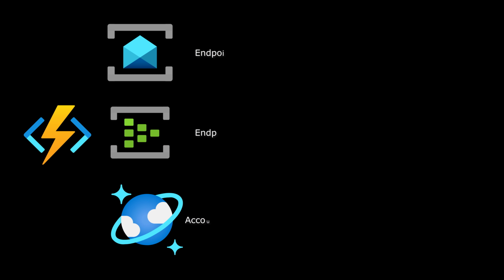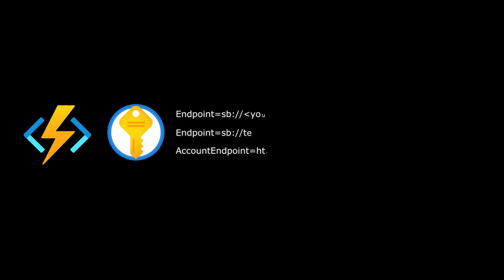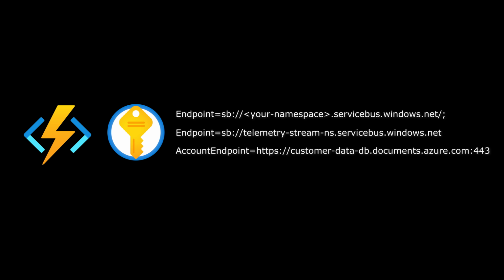If your Azure function is still using a connection string to talk to Event Hub or Service Bus or SQL or Cosmos, you are literally shipping passwords inside your application. Now, I know what you're thinking: but I'm using Azure Key Vault. My secrets are safe. Wrong.